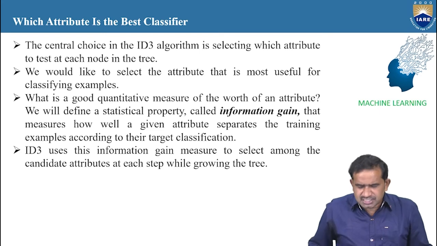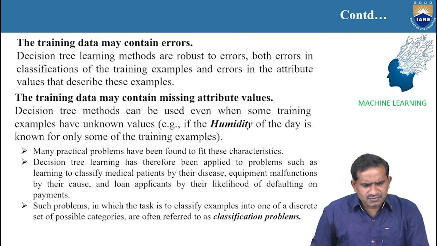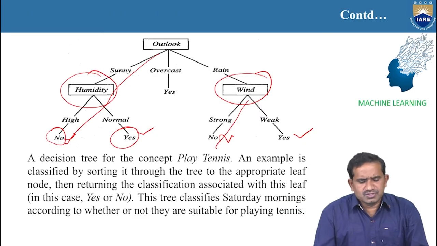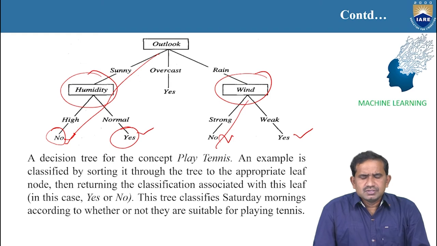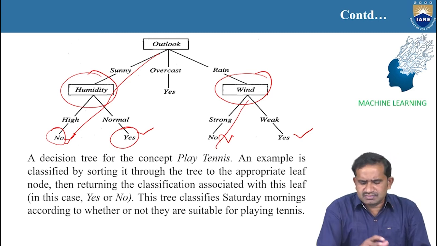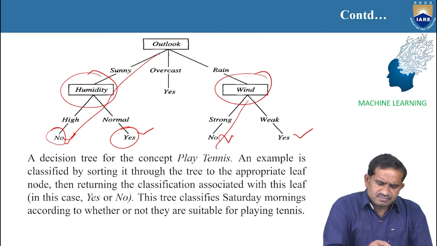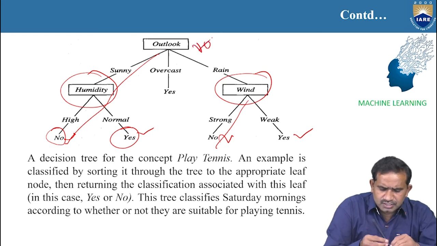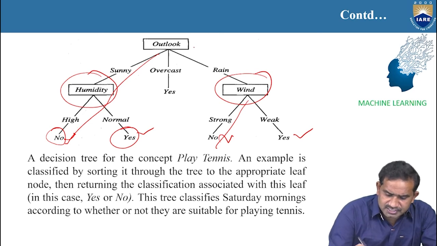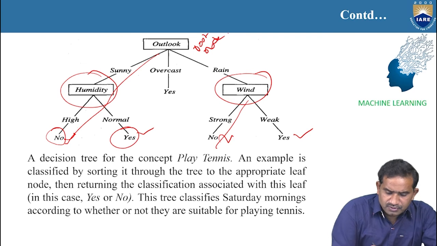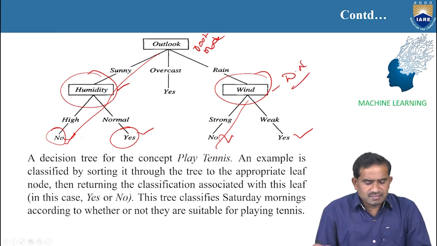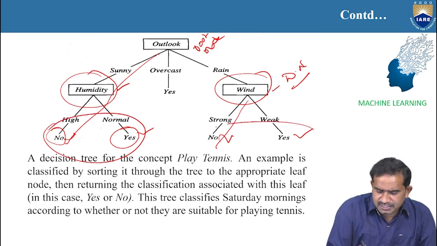That is the note. Up to now, we have discussed how the decision tree is represented. The decision tree starts from the root node, which is outlook here, along with some subnodes, with some on the left side and another on the right side. Coming to the decision tree learning algorithm basics, this is called the root node. These two nodes, humidity and wind, are called decision nodes.